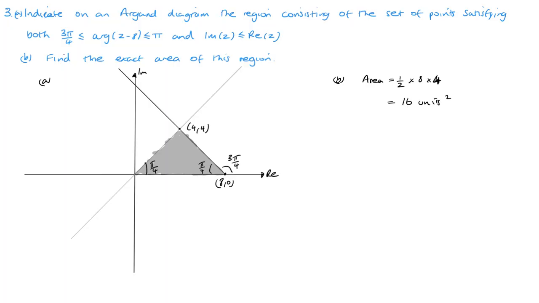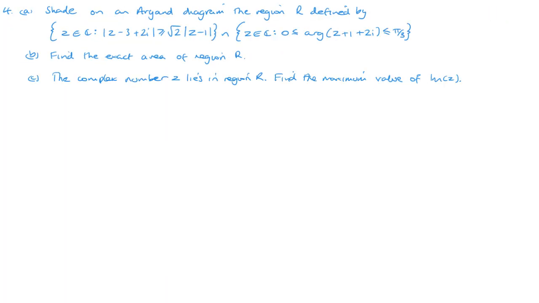That was a relatively easy question. Let's move on to the final question. Okay, shade the region of the Argand diagram described by. Right, so let's deal with this first of all. This is going to be a circle. So |z - 3 + 2i| ≥ √2 |z - 1|.